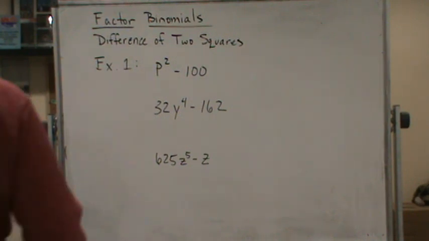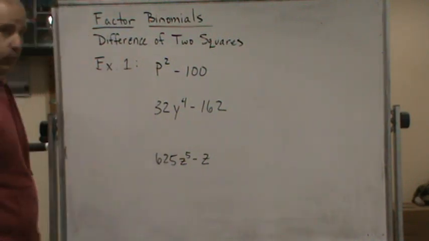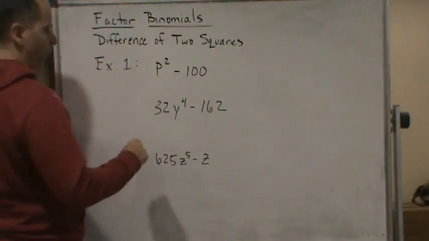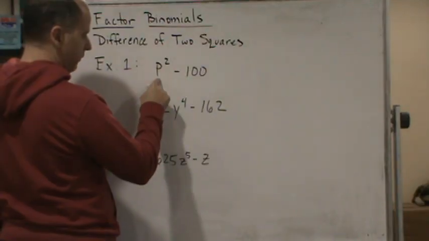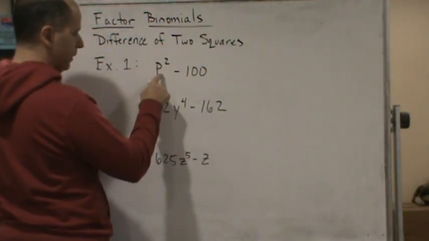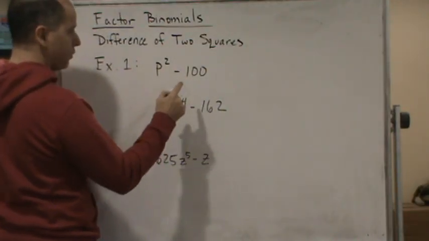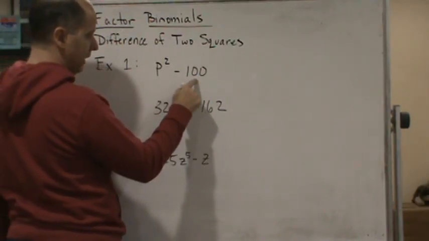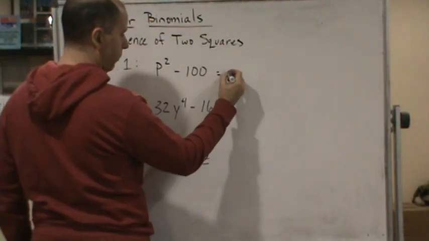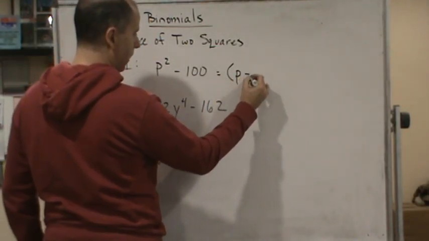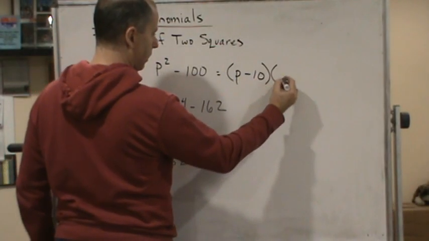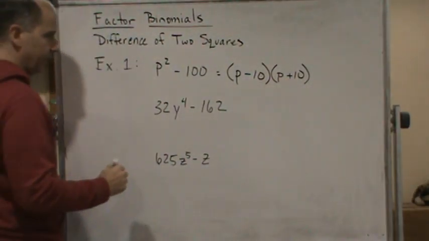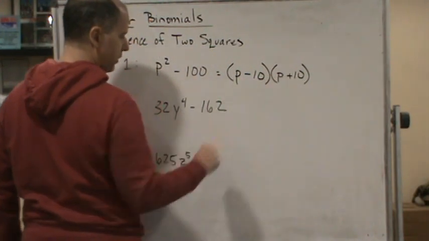All right, here we go. We've got an example here with three different examples. So again, we want to look for two squares. So this is the difference of two squares, right? So this is a squared minus b squared. So in this case, a is p, right? And b is 10. And so the way we would write this would be p minus 10, p plus 10. Now whether I wrote the plus here and the minus there doesn't matter.